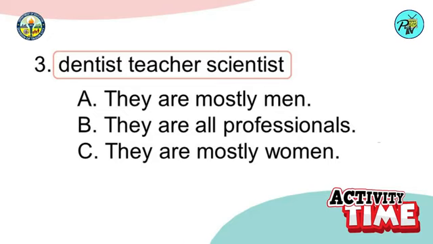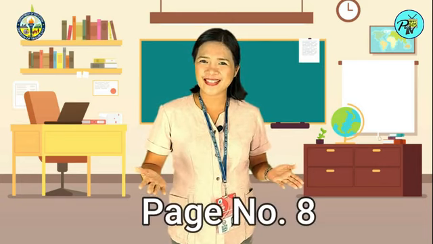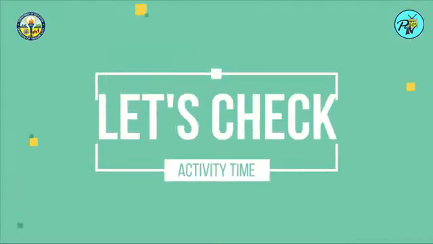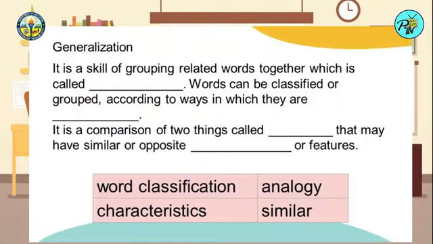You have done an amazing job, kids. Excellent. Let's check whether you understood how to get the meaning of words through word classification and association or analogy. Turn your module to page 8. Complete the paragraph with the missing words. Choose your answers from the given choices.